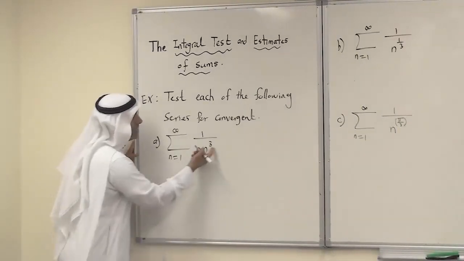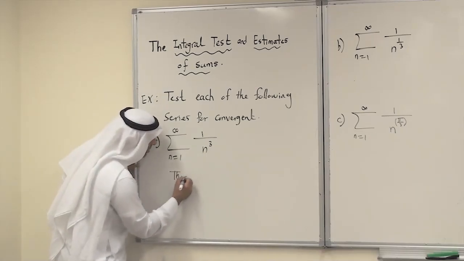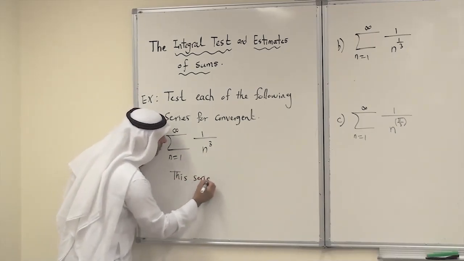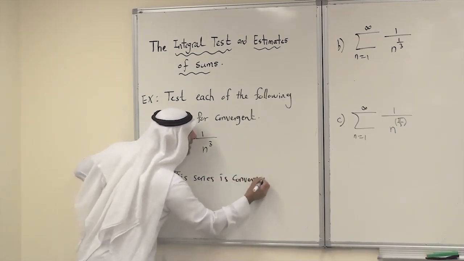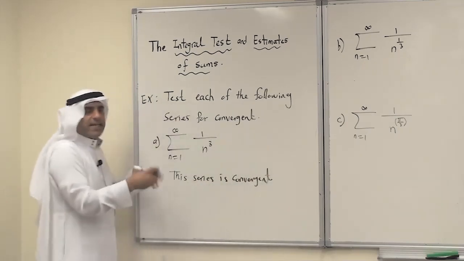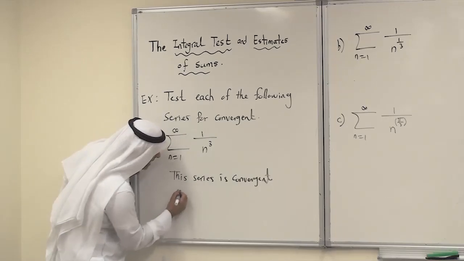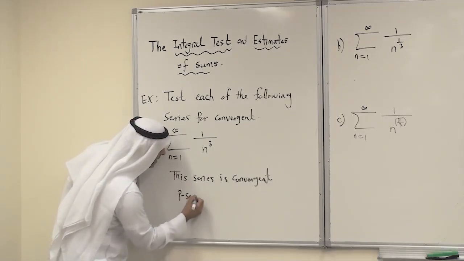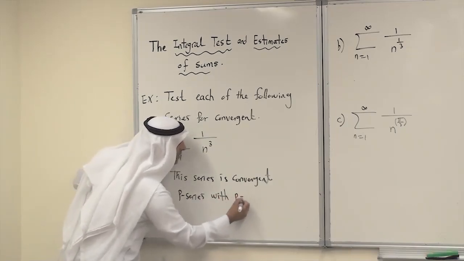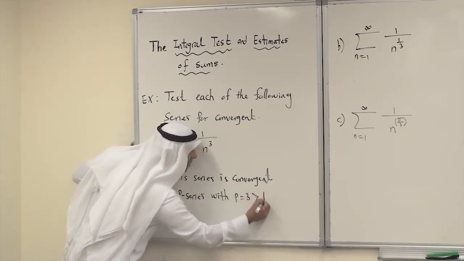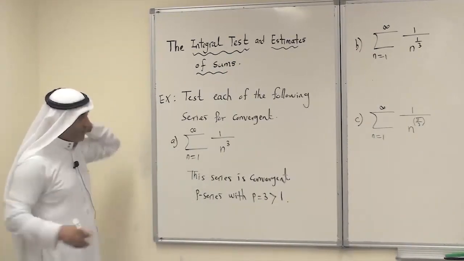Our P here is equal to 3. So this series is convergent. What is the justification for this? We can either apply the integral test or take the benefit of the previous example. We say it is a P series with P equal to 3, and that is strictly greater than 1. So that's enough to say it's convergent because we have a result about the P series.